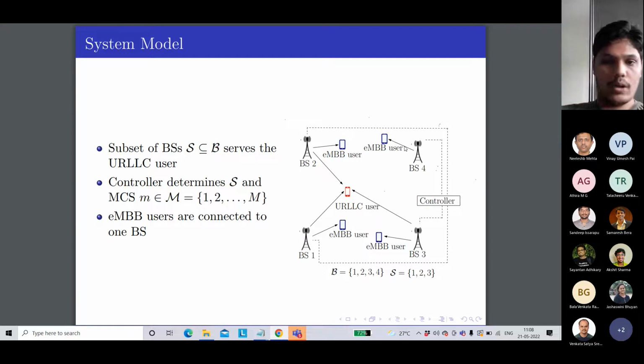It is connected to all the base stations. The controller basically determines which base stations to transmit to the URLLC user and what MCS or MCSs they should employ. And we can see eMBB users are connected to one base station. So this is the basic system model.